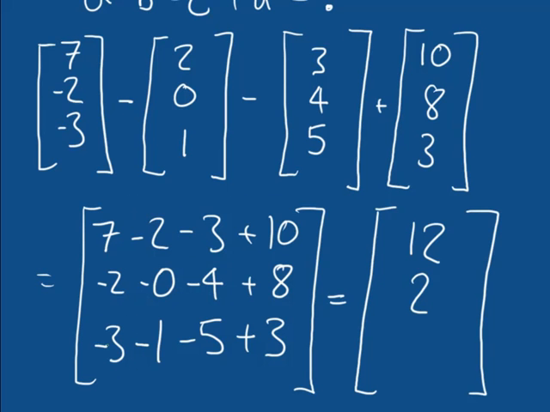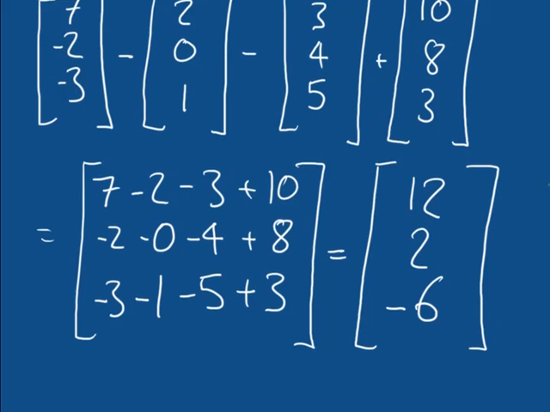Minus 3 minus 1 is going to give us minus 4. Minus 5 is going to give us minus 9. And then if we add 3 to minus 9, it's going to give us minus 6. So the resultant vector is 12 in x, 2 in y, and minus 6 in z. So hopefully you can all see that there's really not that much to vector addition and subtraction in 3D. It is the exact same thing as we saw in 2D with just an additional component.